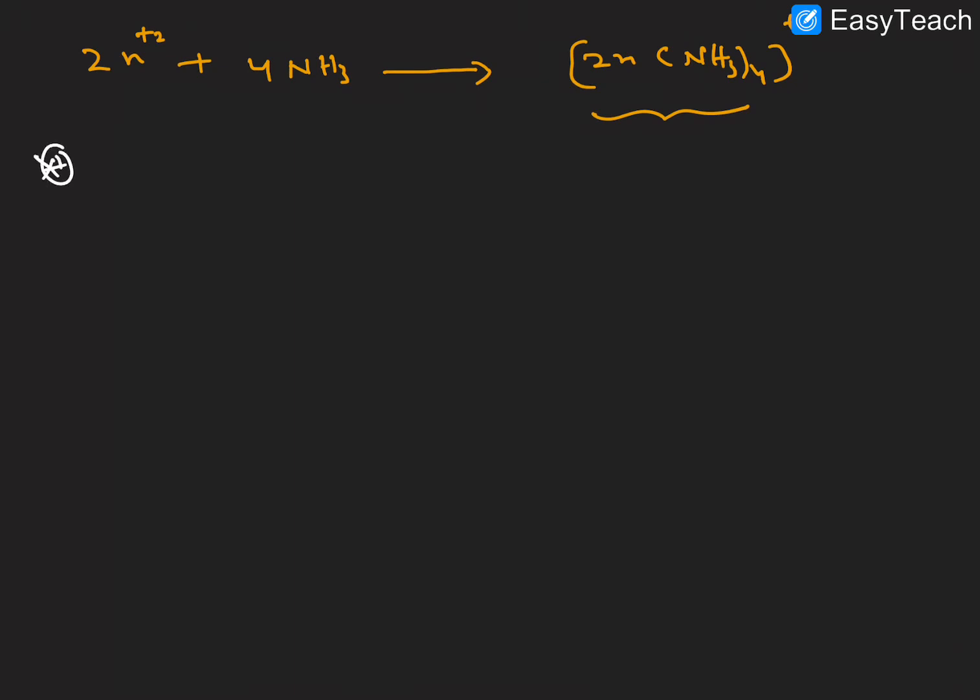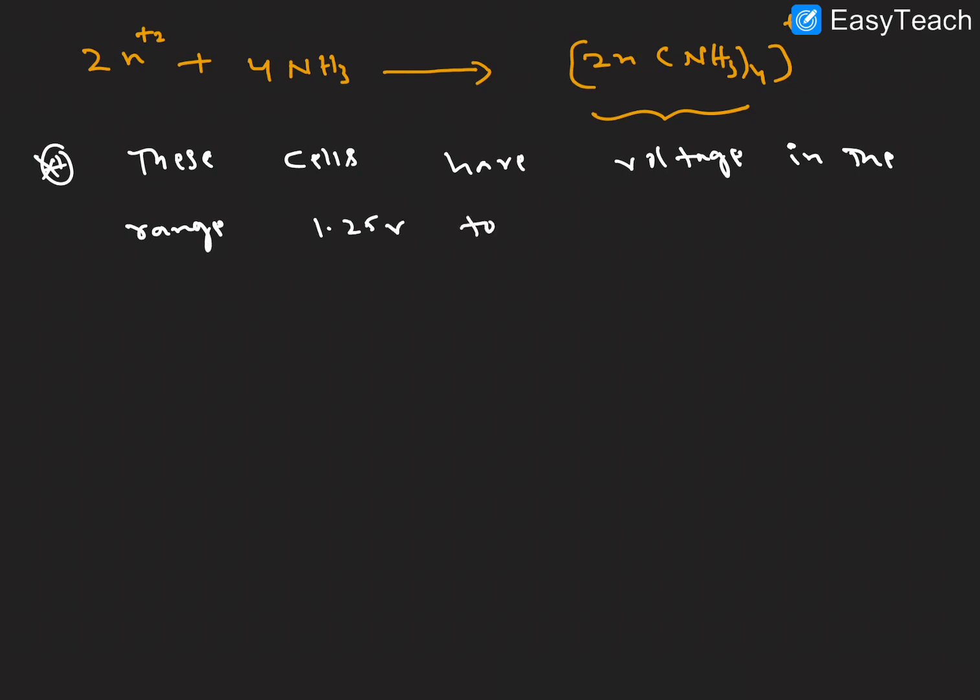Next important point: these cells have a voltage in the range of 1.25 volts to 1.50 volts. I hope it is clear.